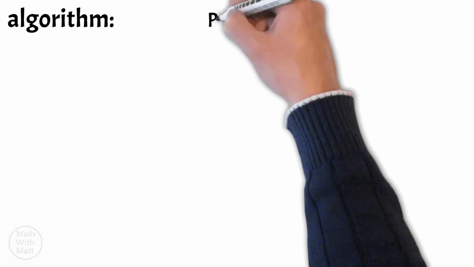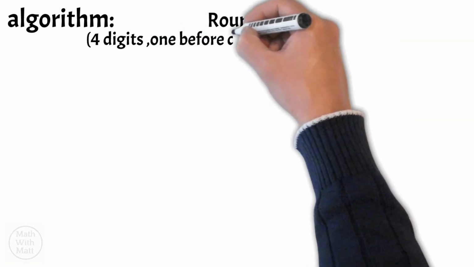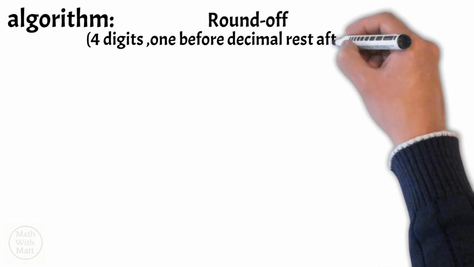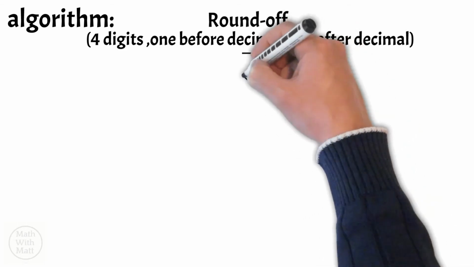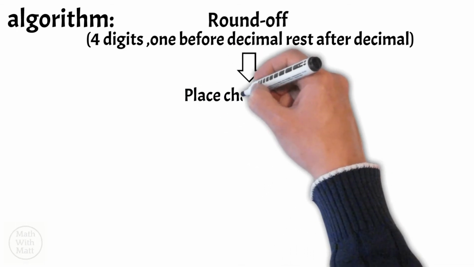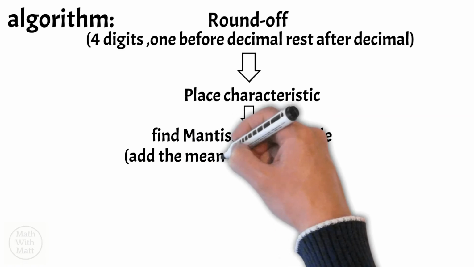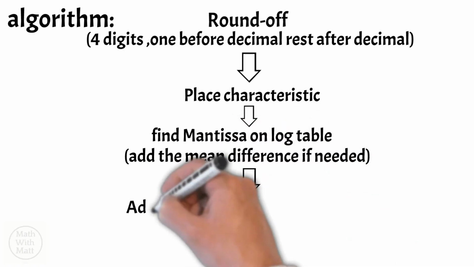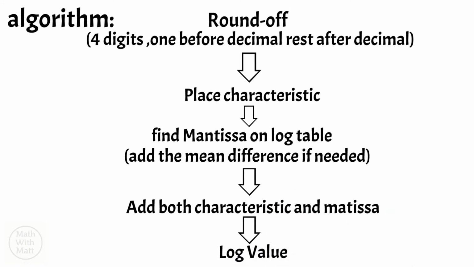So let's just set up an algorithm of what we've just learned. The very first step is, we round off the number to a specific 4-digit value, with the decimal after the first digit, ignore digits after the fourth one and write down 10 to a power to compensate for the adjustment we made for the decimal shift. Apply log properties and place out the characteristic, then find out the value of the Mantissa on the log table, use the mean difference table when needed, and add both the characteristic and Mantissa to get the final log value from the log table.